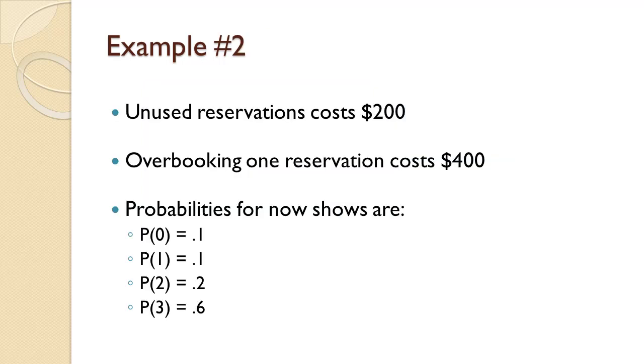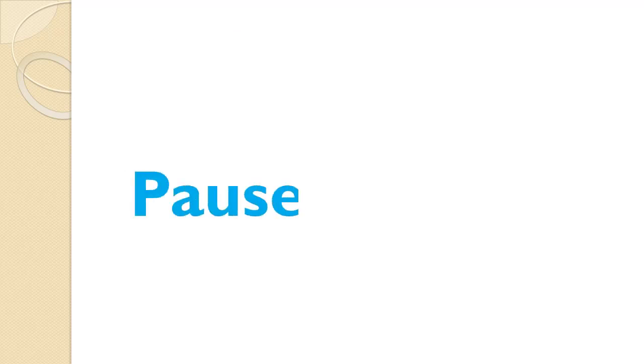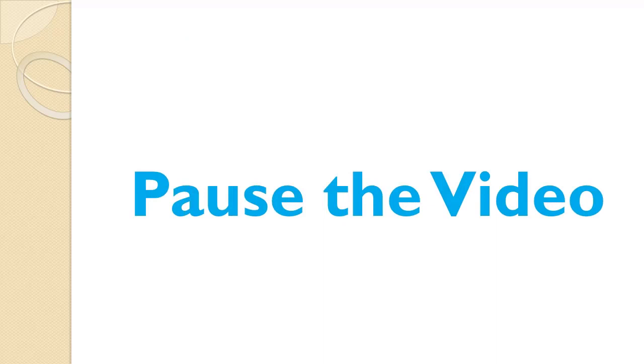In this example, an upscale restaurant only seats based on reservations. A no-show costs an average of $200. When the restaurant is overbooked, they give the guests they cannot seat a coupon for $400. The no-show probabilities are 0, 10%, 1, 10%, 2, 20%, and 3, 60%. There's no chance of more than 3 no-shows. How many reservations should the restaurant overbook to maximize revenues? Since you've seen an example already, let me suggest that you pause the video and try to work this problem on your own. Once you're done, you can use the video to check your work and spot any mistakes you might have made.